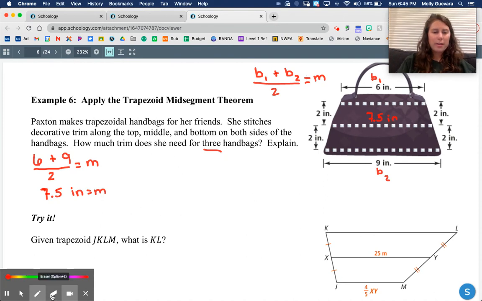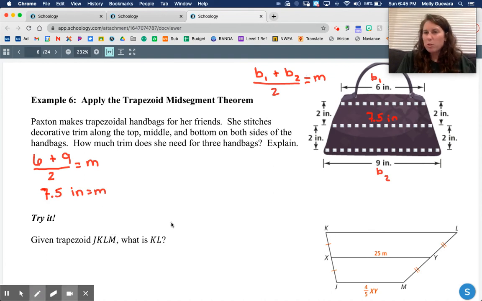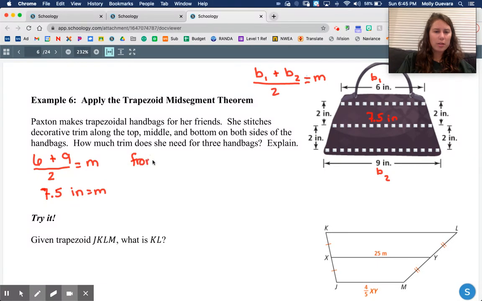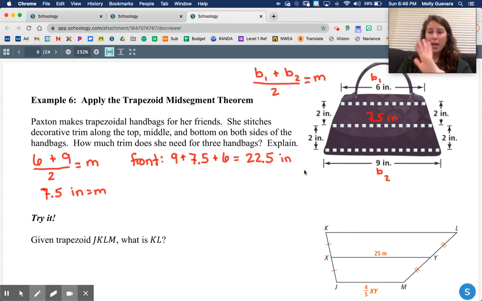So now let's see how much trim she needs for one handbag. And then we can just multiply it by 3. Okay, so the front of the handbag is 9 inches along the bottom, plus 7.5 inches in the middle, plus 6 inches on the top. So if I add all that up, that gets me 22.5 inches. So for the whole front side of the handbag, I'm going to need 22.5 inches of trim.